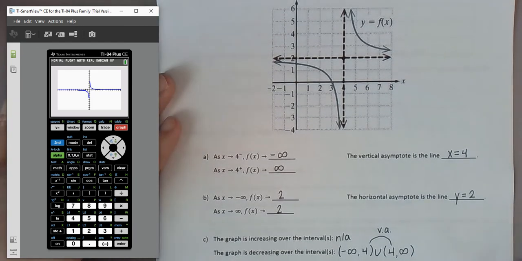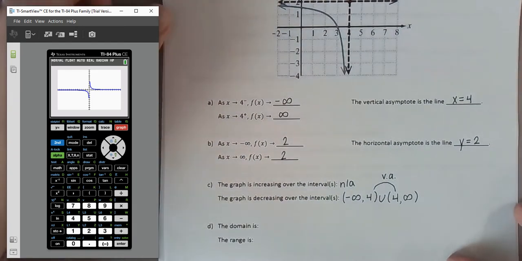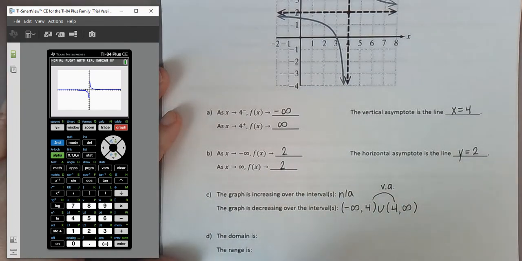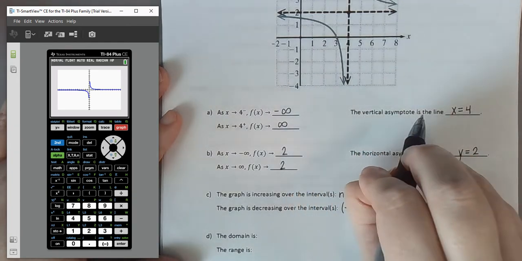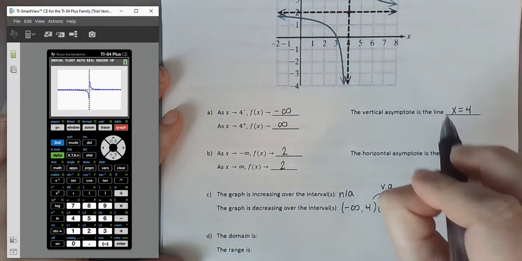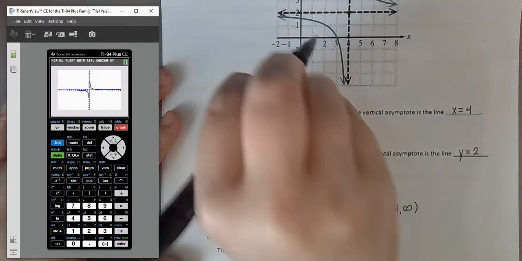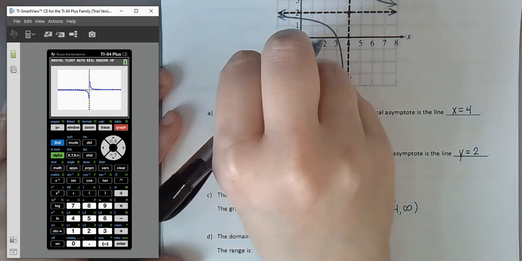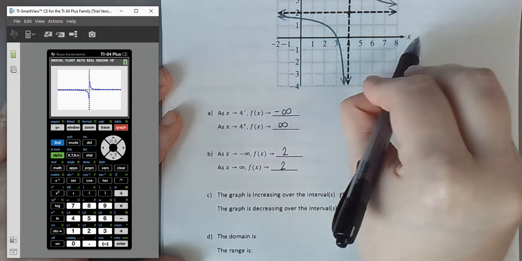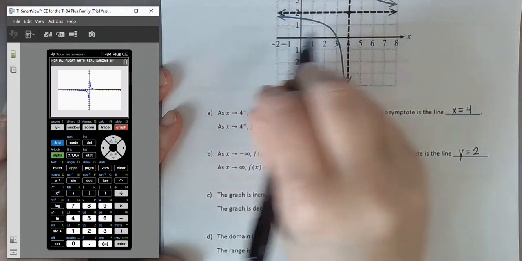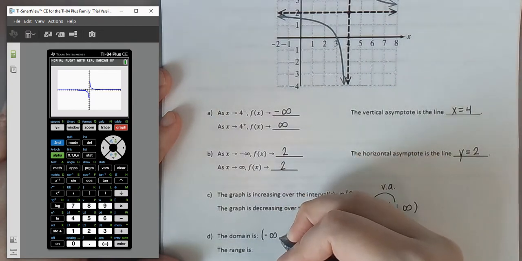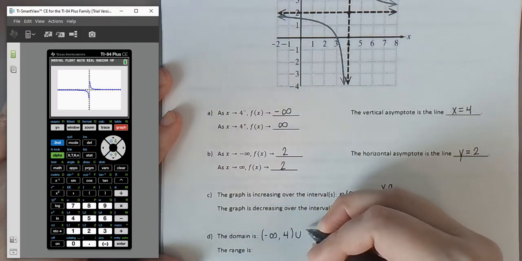And then last but not least, let's talk about domain and range. What's our domain? Our set of inputs. What's our range? Our set of outputs. So domain, very, very closely related to this idea of the vertical asymptote. Wherever there's a break in the domain, that's where we have one of those vertical asymptotes. So our graph covers all the x values from negative infinity to 4, and then we also have x values going all the way from 4 to infinity. If we trace the graph, that's the portion of the x-axis that would be covered. So our domain is going to be negative infinity to 4, union 4 to infinity.